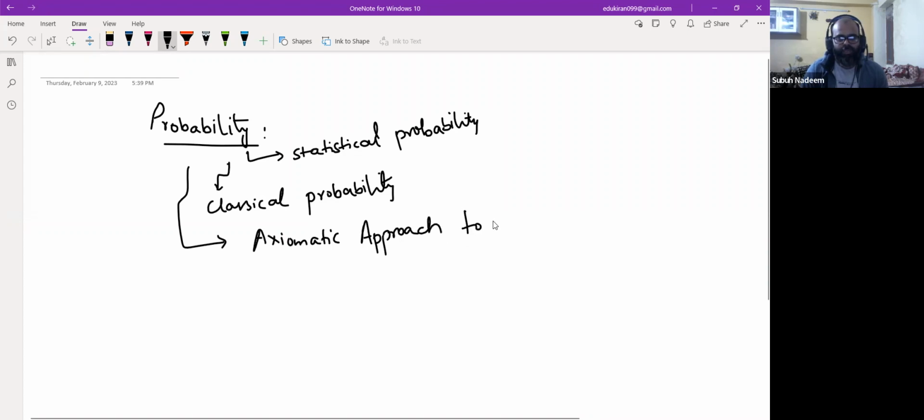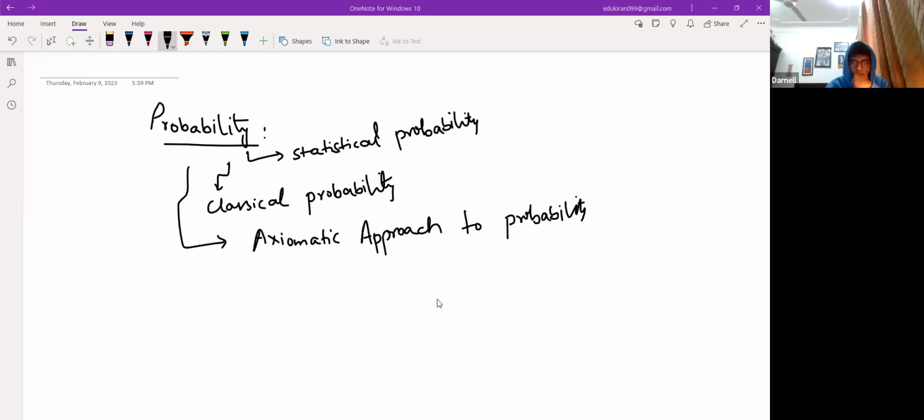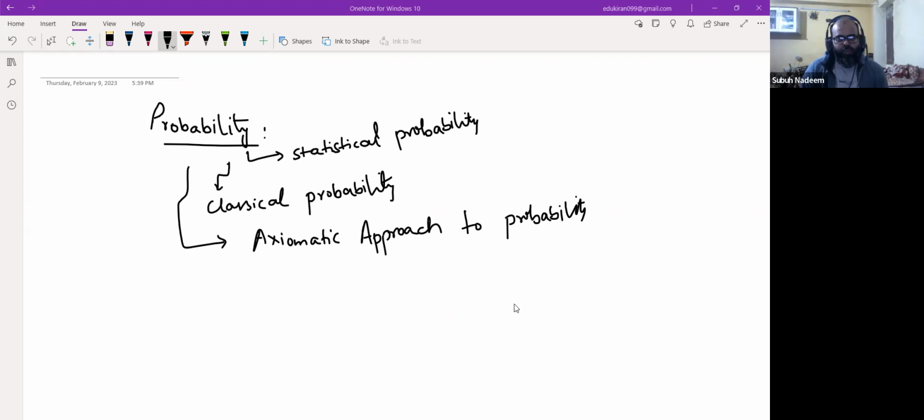So what is statistical probability? It is the easiest to understand. For example, if I give you a coin and I ask you what is the probability of getting head, what will you say? Half. So if you toss a coin 100 times, will you always get 50 times head and 50 times tail? Is it necessary? No, sir. So that means it is not half.